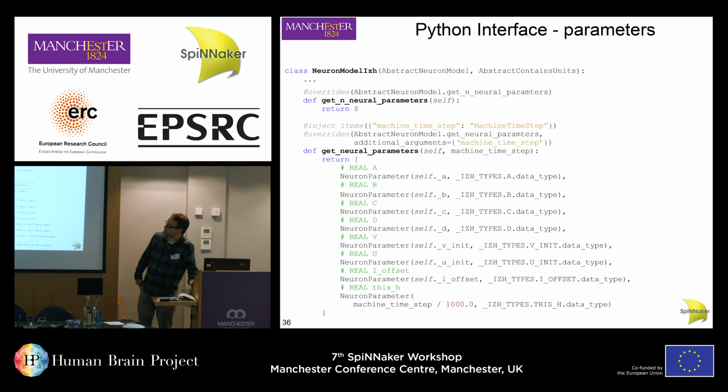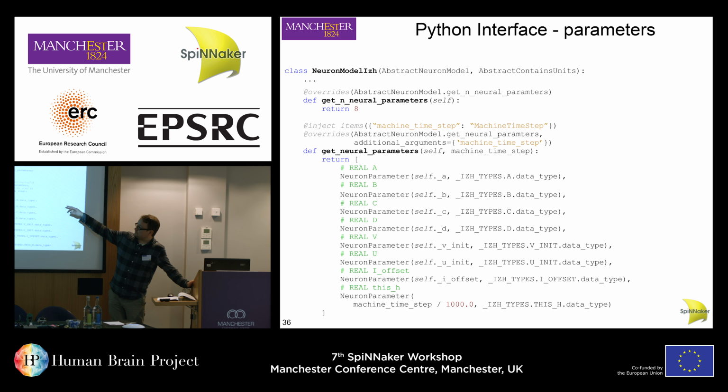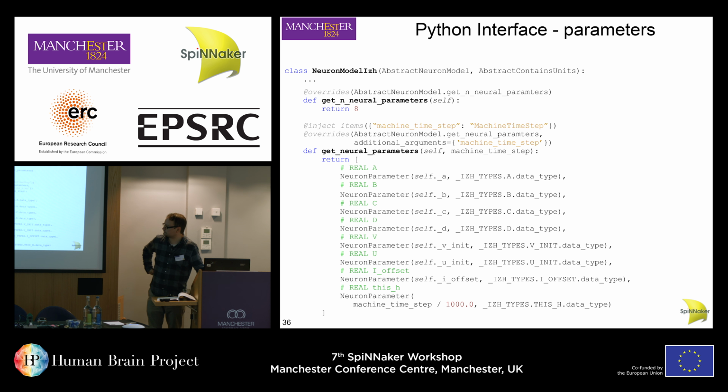These are, as I said before, the two important functions in the model class. So get n neural parameters, you need to make sure that returns the correct number, otherwise the C code will receive the parameters in the wrong order or a different order from what you're expecting. And you need to define all of your parameters in the same order that they were defined in the C code. And these are passed using the neuron parameter function and the data type that you defined in the global struct earlier.